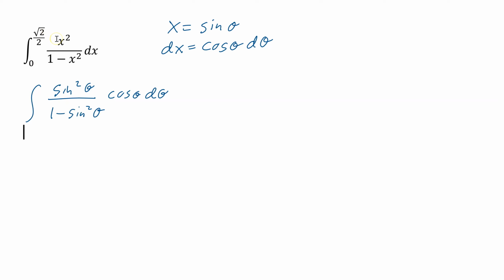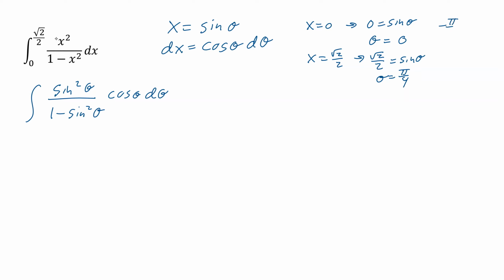Now we just have to change our numbers. We go from 0 to rad 2 over 2. So x equals 0 means that 0 equals sine theta, and this is between negative pi over 2 and pi over 2, so theta is equal to 0. If x is rad 2 over 2, our theta here would be pi over 4, because it's again between negative pi over 2 and pi over 2. So we're going from 0 to pi over 4.